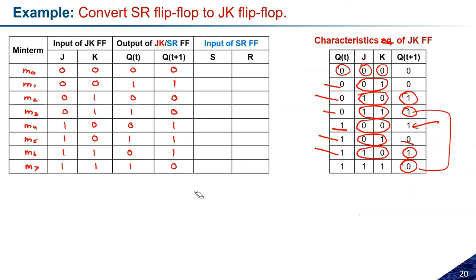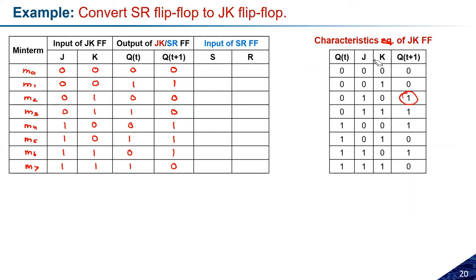And this is how we can prepare the fifth column. The fifth column is prepared with the help of the characteristics table of the JK flip-flop, which is nothing but the flip-flop we want to design. So this is how we can make it. In case you have any doubt at this stage, you can ask questions. Otherwise, we can move ahead.